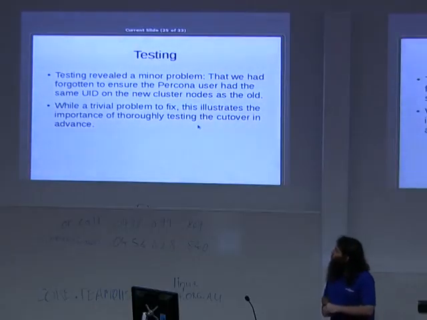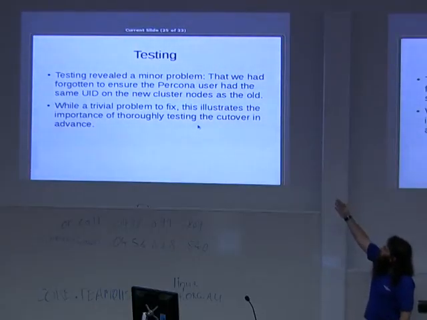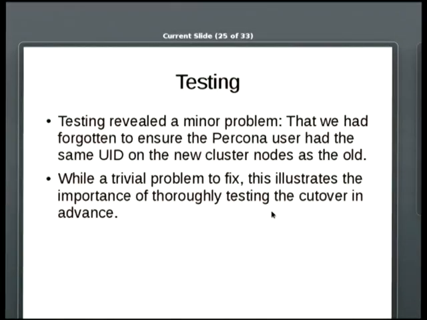So we did come across a minor problem when testing: we hadn't given the Percona user the same UID on both nodes, so of course it didn't own its own files and couldn't start up. That's normally not worth mentioning, but I've given this its own slide because it illustrates the importance of testing this before cutting over. If you did the cutover and just thought everything's going to be fine because I have a consistent data set, then it would take you the same length of time to track down and fix this problem, but you'd be doing it while Percona was down. So testing is quite important.